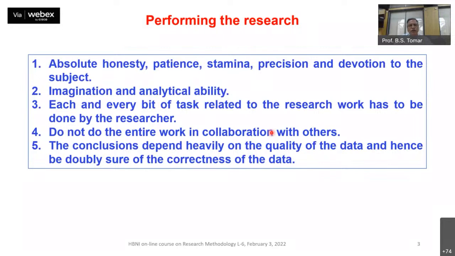And the conclusions depend heavily on the quality of the data. And therefore, you have to be doubly sure about the correctness of the data. That is why when you are giving samples to other laboratories, it's better that you are present at that time, because there could be some untoward incidents, some surprises, some events may take place that may distort the data. Therefore, it's good that you present yourself at that time, so you know the complete history of the experimentation.